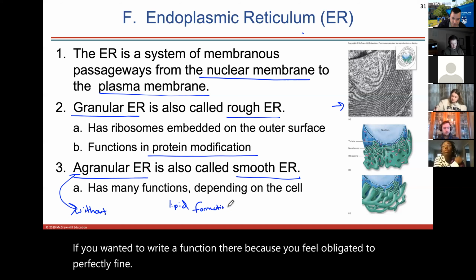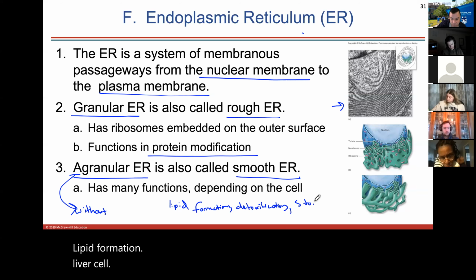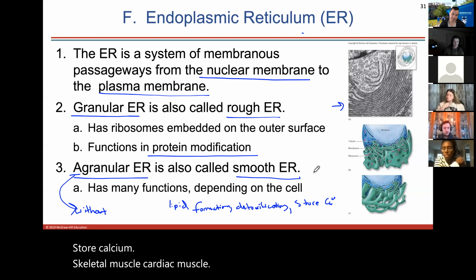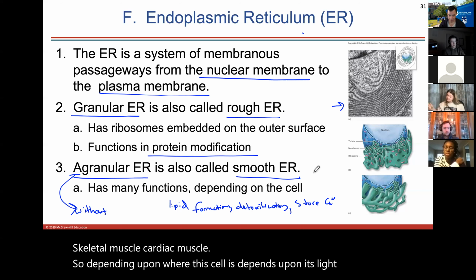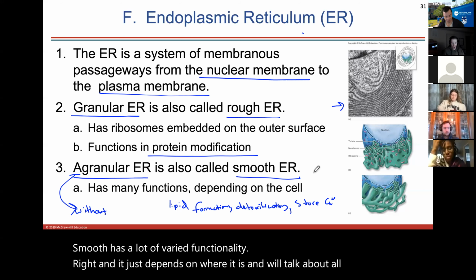Lipid formation, detoxification, liver cell, store calcium. Skeletal muscle, cardiac muscle. So depending upon where this cell is, depends upon its slight functionality difference. So smooth ER has a lot of varied functionality, all right? And it just depends on where it is. And we'll talk about all this when we get into these various different locales.